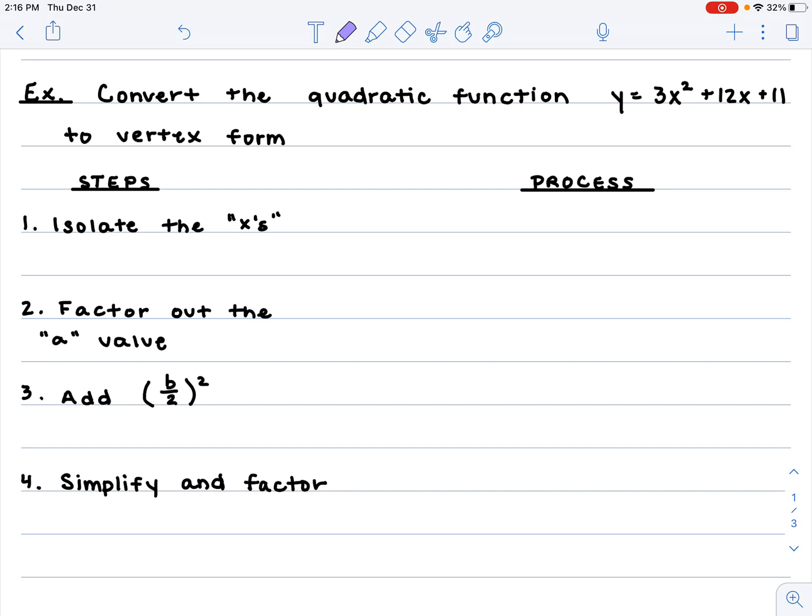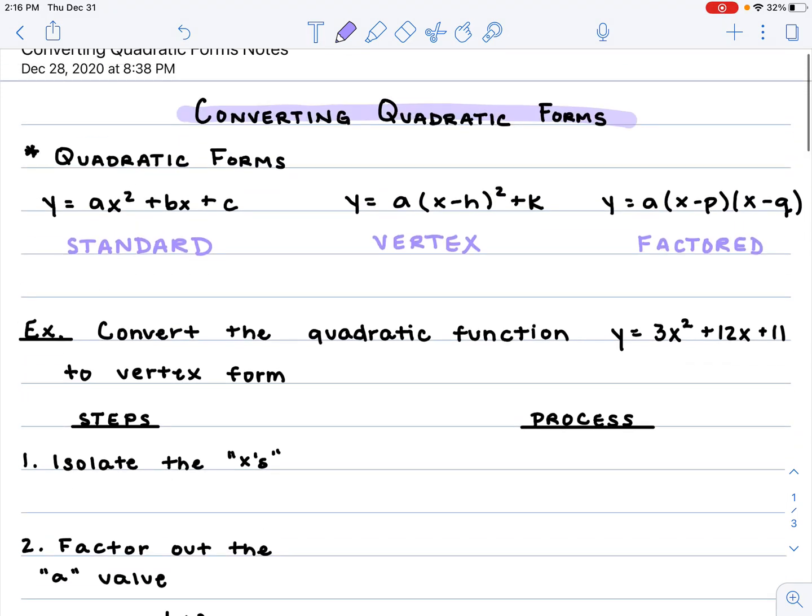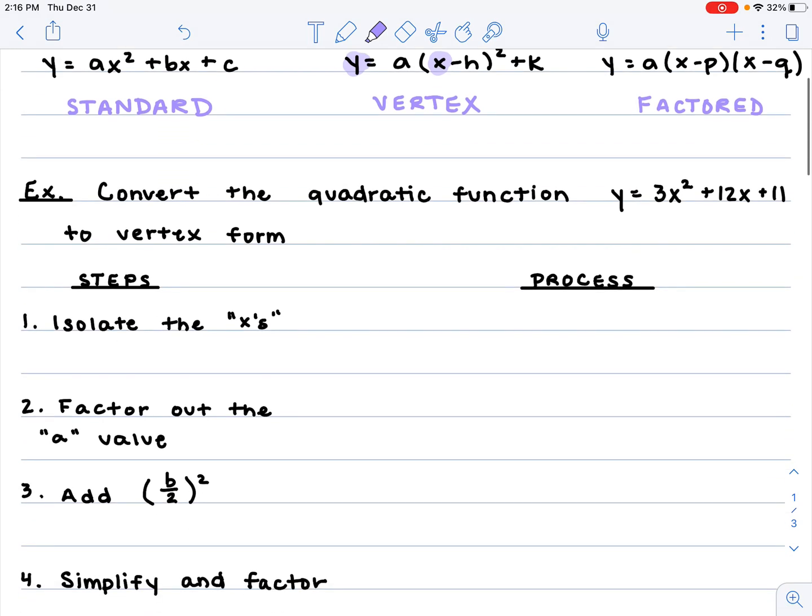So unlike all the other problems we do, where usually it equals 0, we're going to keep both the x and the y value, because the whole point is we want to convert it to vertex form. If you look at vertex form, it still has a y and it still has an x value and numbers surrounding them. So we want to keep those two variables intact.